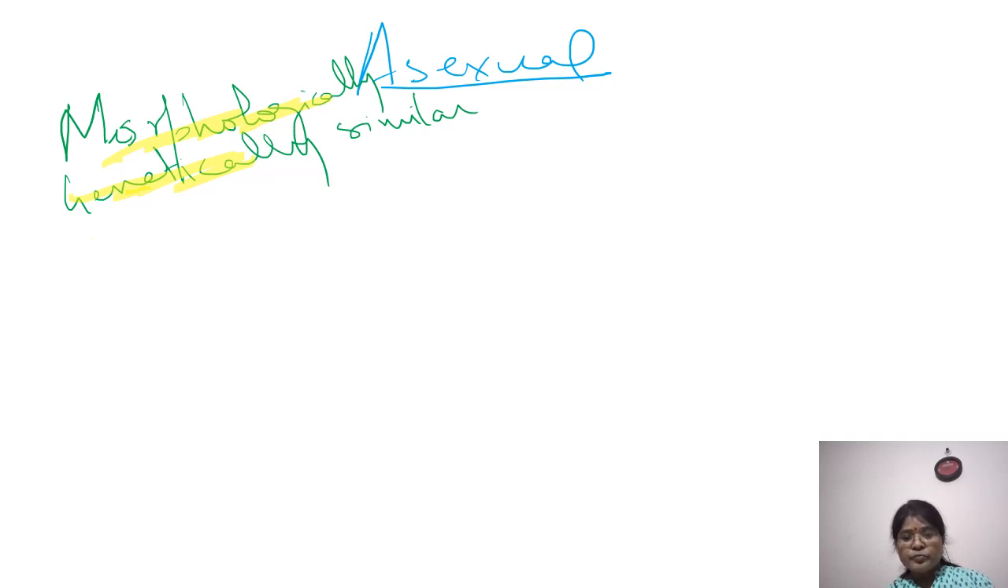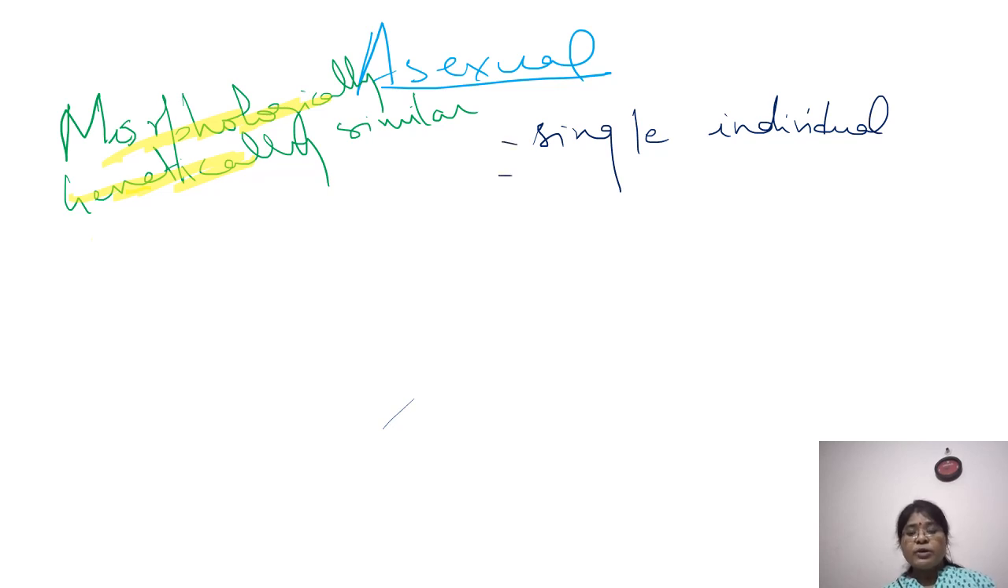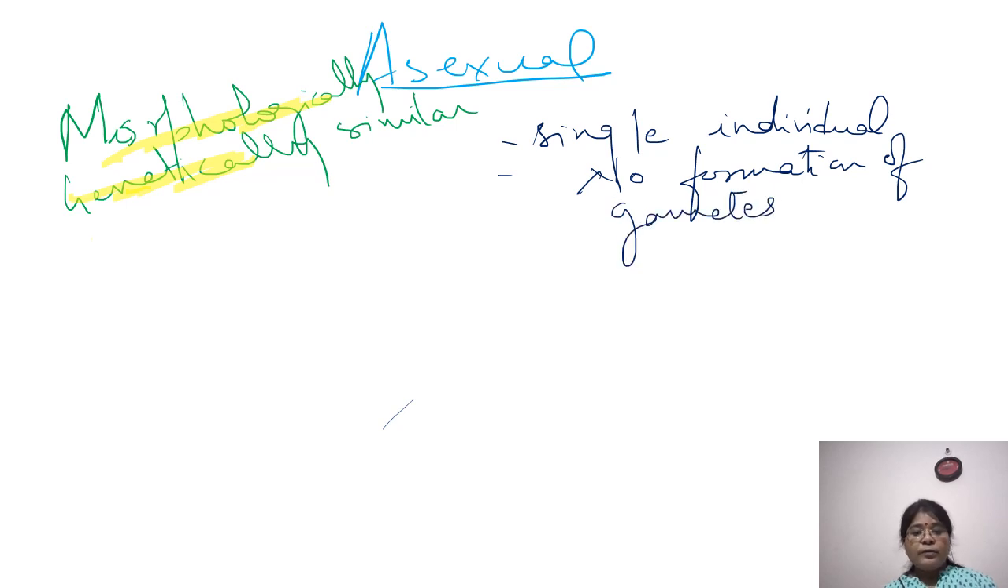definitely they are also similar in their genes. Now moving on, for asexual reproduction, what is required? You require a single individual, and what else? No formation of gametes is there. No formation of gametes. And what we see in them about variation, if I talk about it, variation in them is minimum.